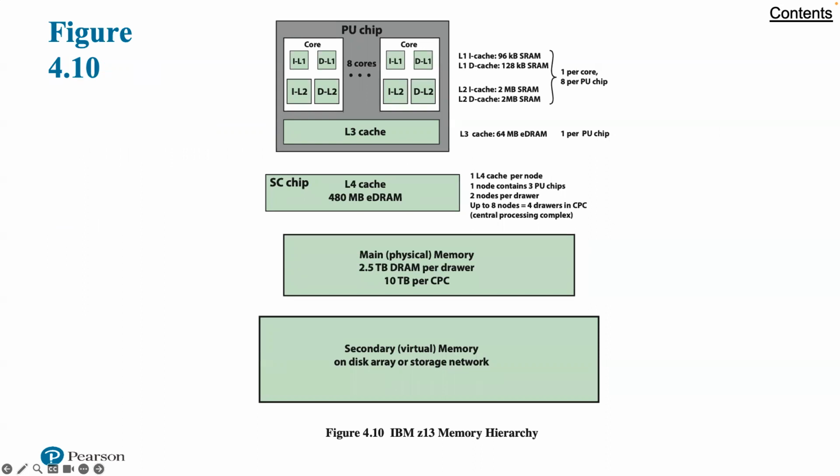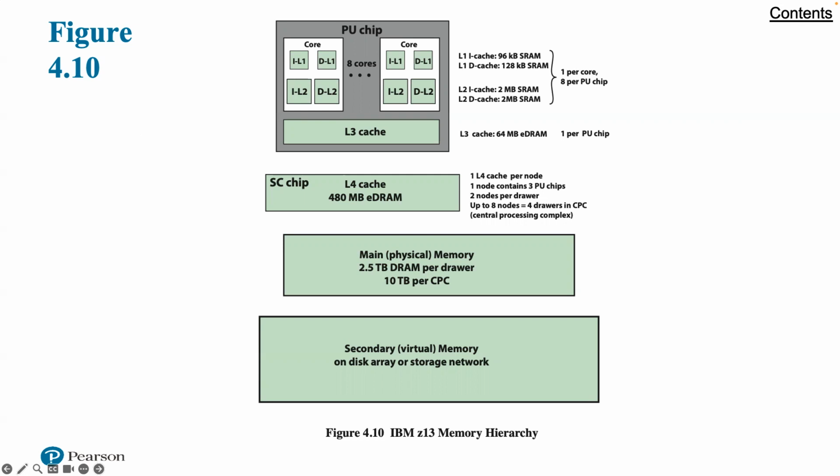L1 and L2 caches use SRAM. We briefly mentioned that already; they are private for each core. L3 cache uses eDRAM and is shared by all 8 cores within the PU chip. Each CPC drawer has 6 L3 caches, so a 4 CPC drawer system has 24 of them, resulting in 1536 megabytes, which is 24 times 64 megabytes of this shared PU chip level cache.